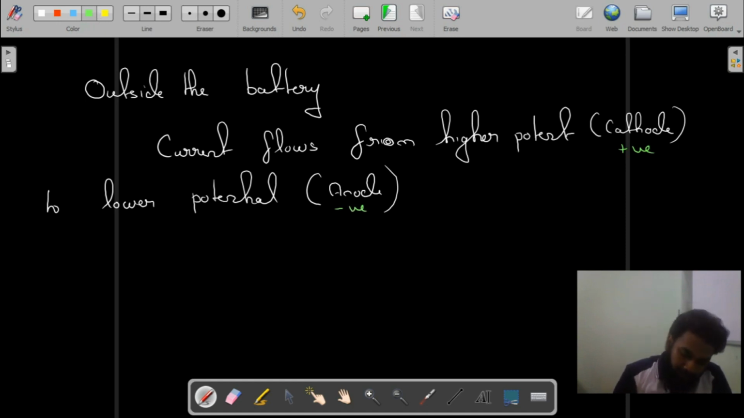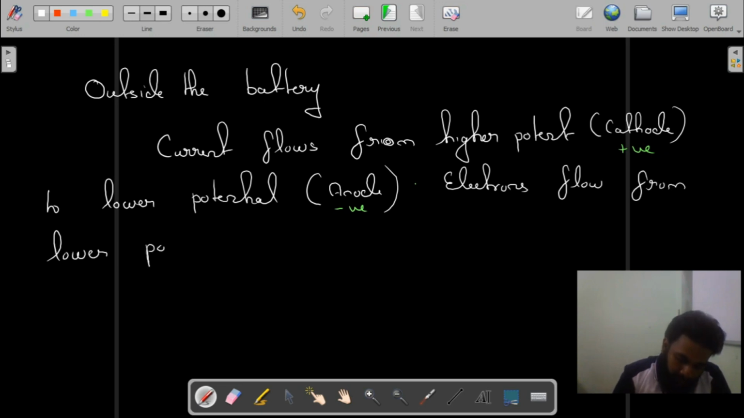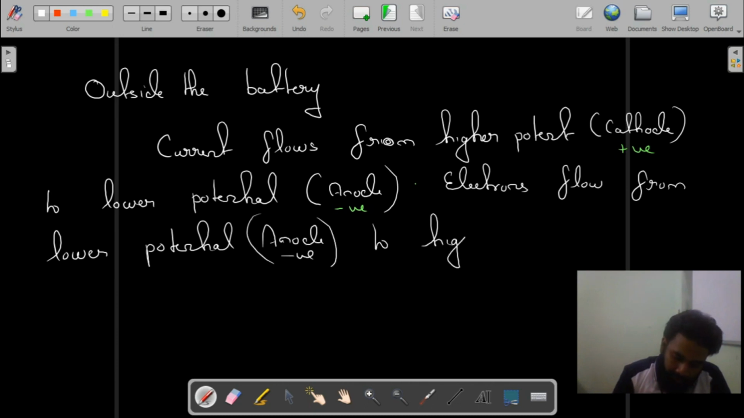And inside the battery, regarding electrons also we will note: electrons flow from lower potential, which is nothing but the anode, negative, to higher potential.